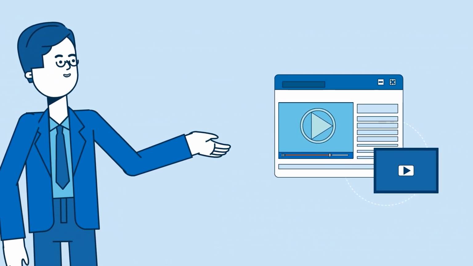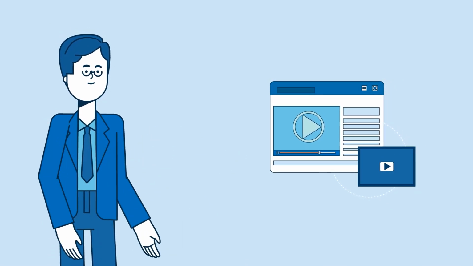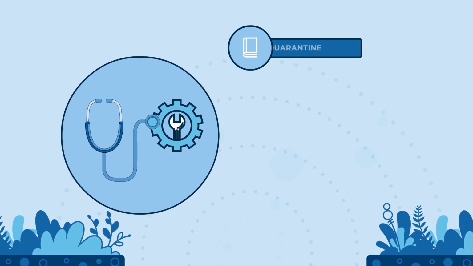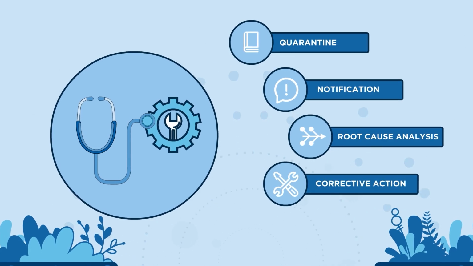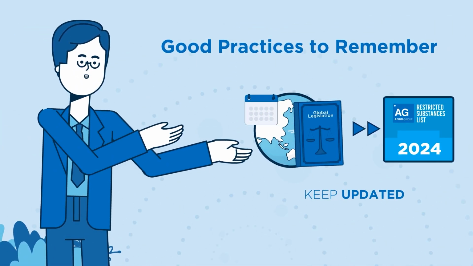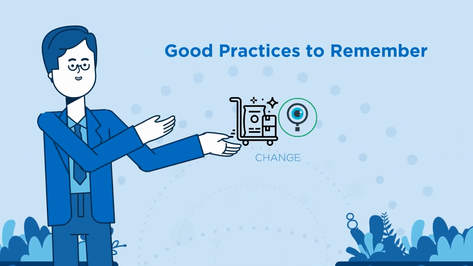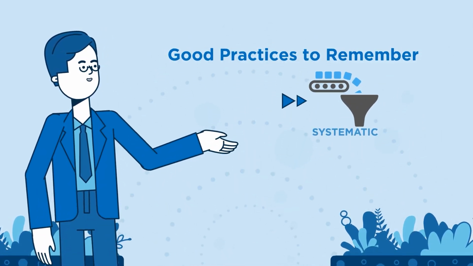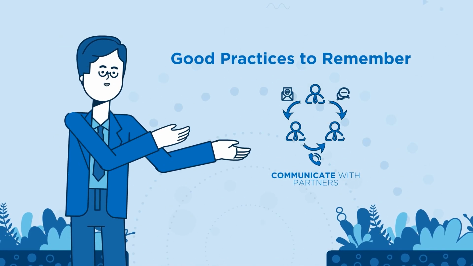We hope this video has helped you understand what an RSL failure is and why it is important. The steps of a failure resolution including quarantine, notification, root cause analysis, corrective action, and monitoring. Good practices such as checking for changes in the AFIRM RSL, learning from failures, good change control of raw materials, personnel or processes, a systematic check of incoming raw materials, and the importance of communication.